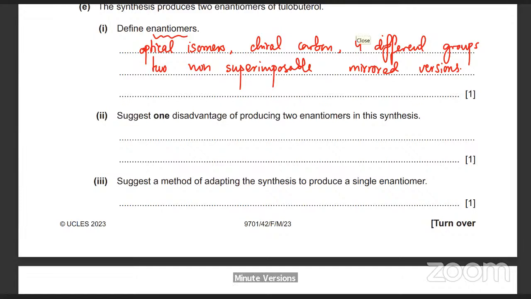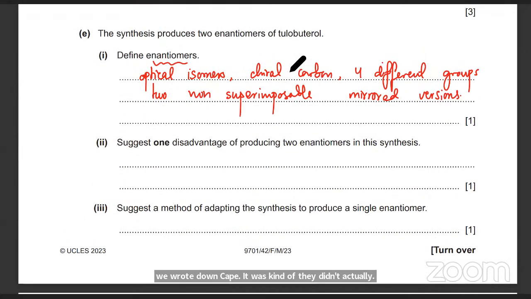They ignored the order in the marking scheme. I said now define enantiomers. So this is what an enantiomer is. Suggest one advantage of using two enantiomers in this synthesis. Suggest a method of adapting the synthesis to produce a single enantiomer. Now this one.